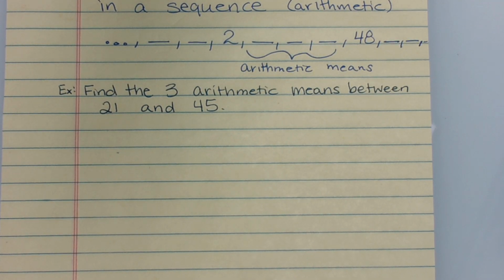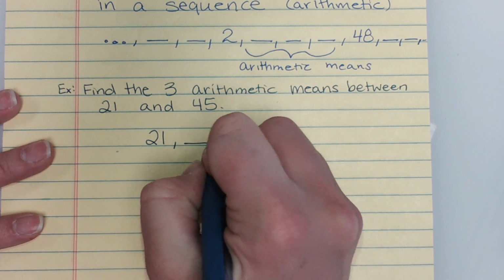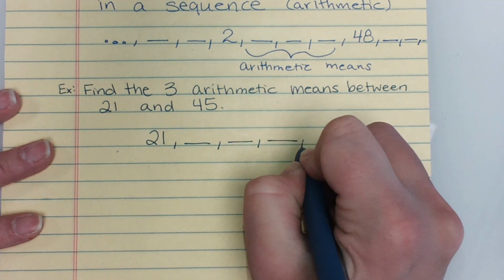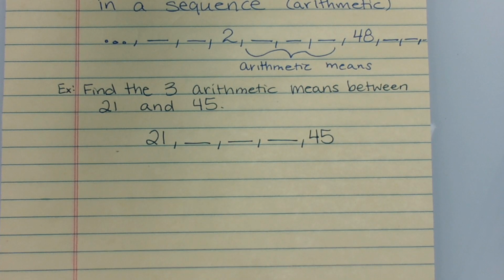Now, when you are asked to find arithmetic means, or eventually we're going to do geometric means as well, the first thing I do recommend that people write out, even though it is not a requirement, is write out what you know of the sequence, including blanks, because that gives a big visual of how to get from one place to the other. So 21's on the list, and there are 3 blanks between it and 45.